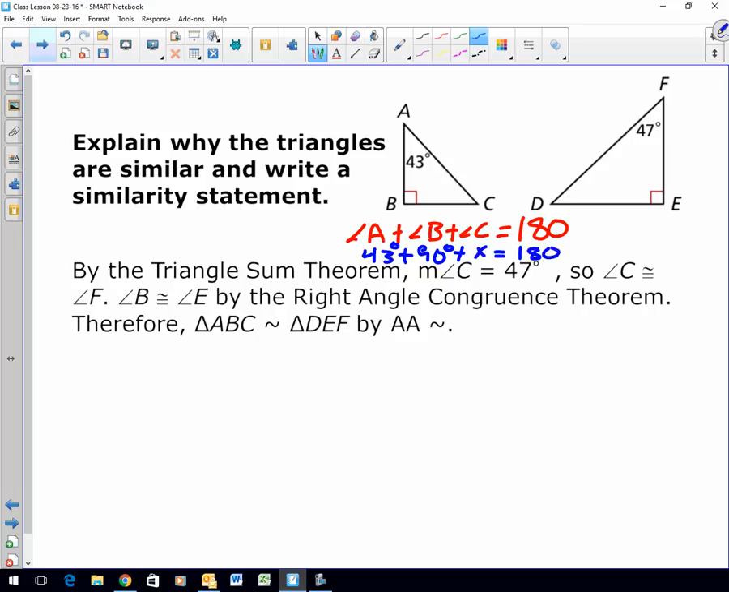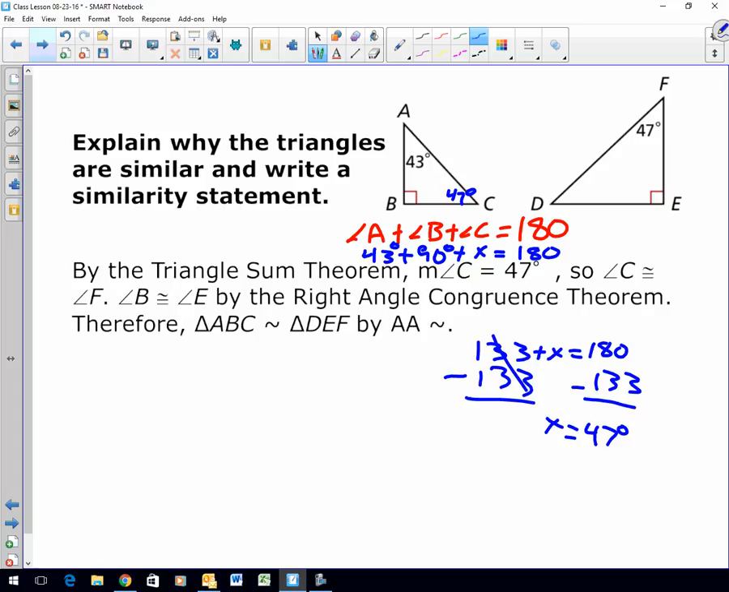All right? That's 43 and 90. 133 plus x equals 180. How do I solve for x? Subtract 133 from both sides. What is 180? Great. What's 180 minus 133? 47. Okay.